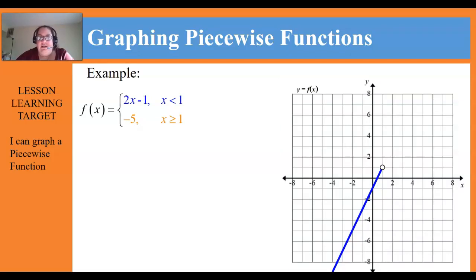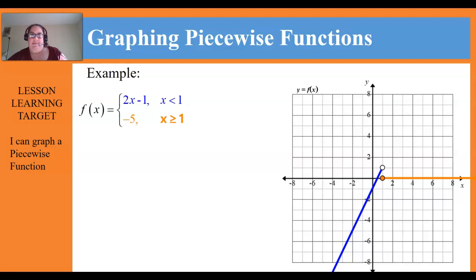So this is what the first piece looks like of my graph. Now let's take a look at the other piece. The other piece of my graph is for when x is greater than or equal to 1. So greater than or equal to 1, that would be that closed circle over here.